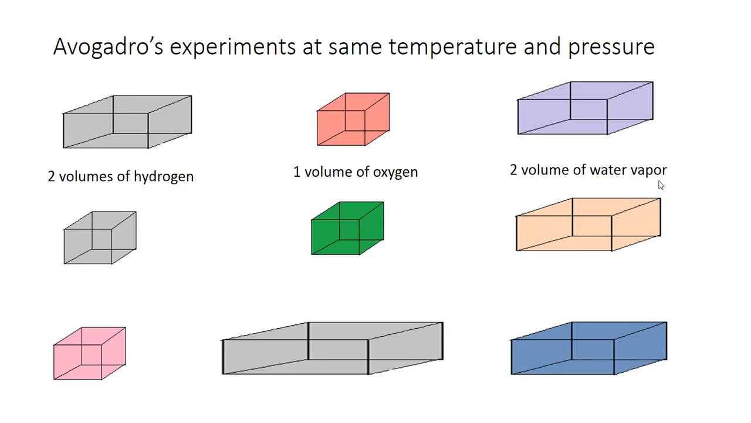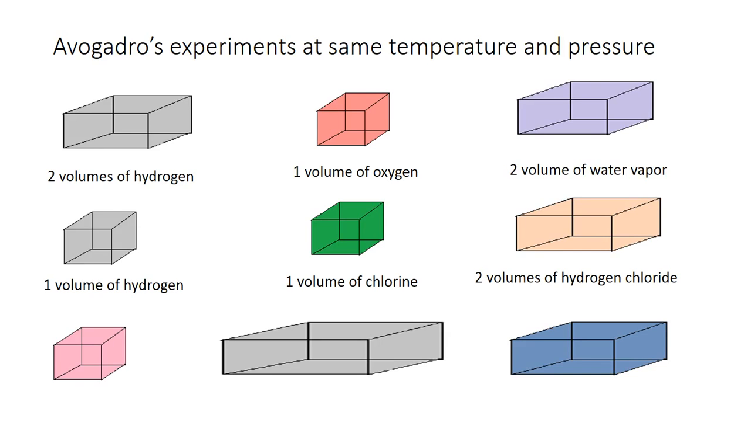He said, alright, fine. Then he took 1 volume of hydrogen and 1 volume of chlorine, reacted them, and he produced 2 volumes of hydrogen chloride. So he noticed something. In the first reaction, I have 2 volumes of water vapor. In the second reaction, I have 2 volumes of hydrogen chloride. But here I have 2 to 1 volume, giving me 2 volumes. Here I have 1 volume, giving me 2 volumes also.